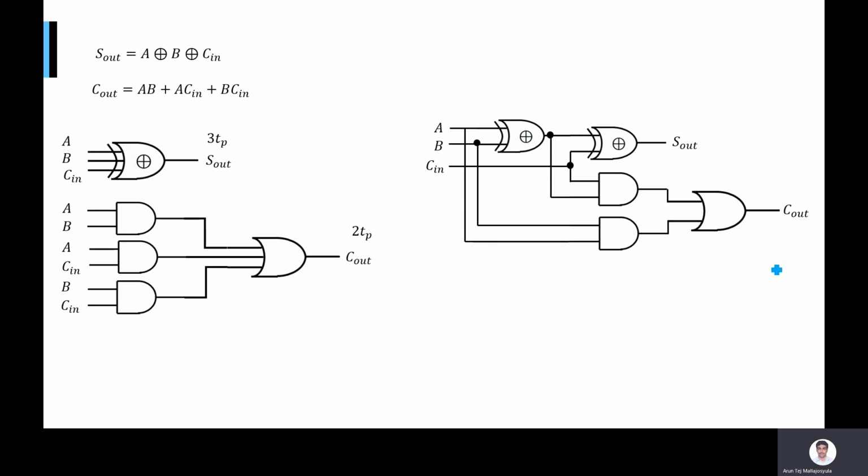I can also write the circuit in this fashion: A XOR B, and that is given to another XOR gate with C as input. So I have A XOR B XOR C coming. I can use it in this fashion also.